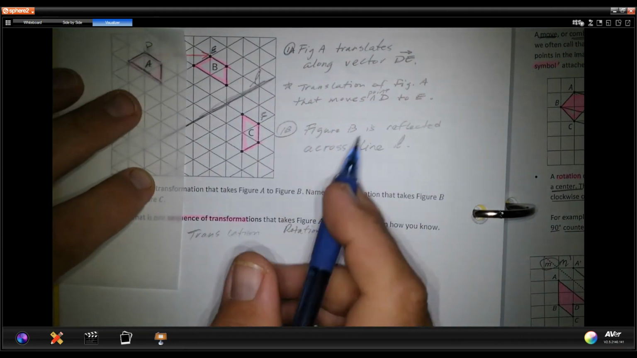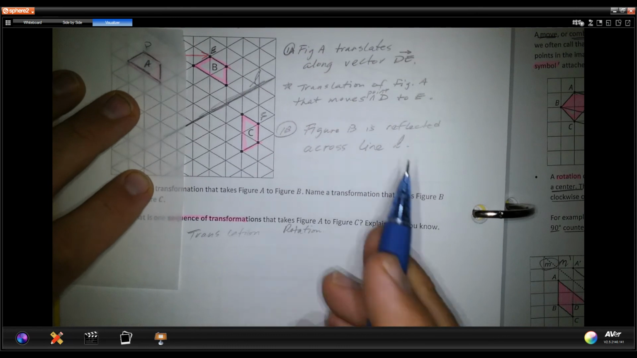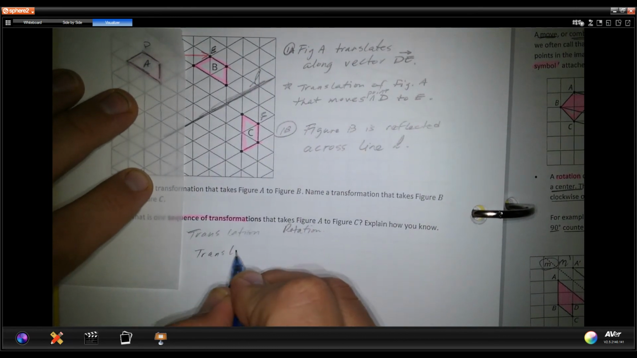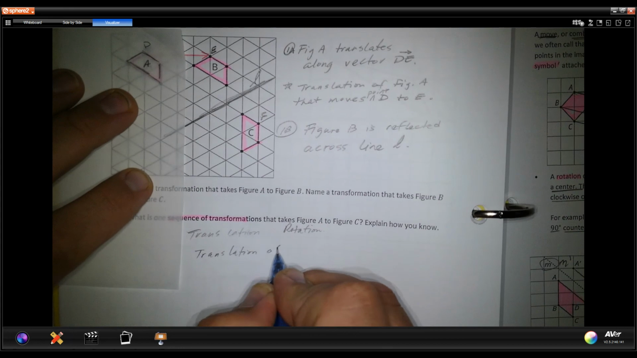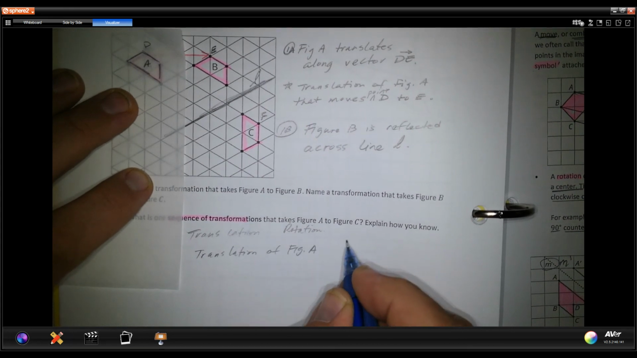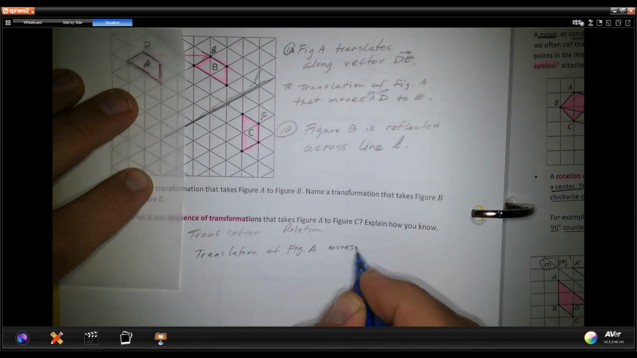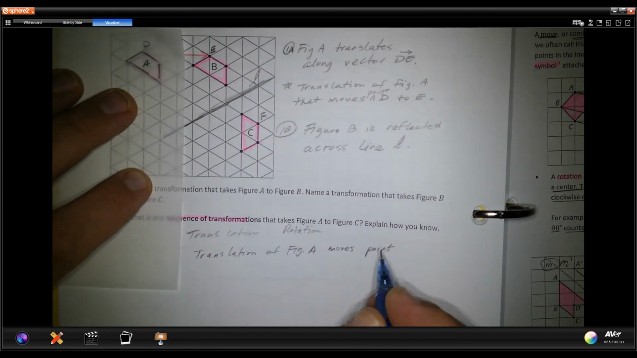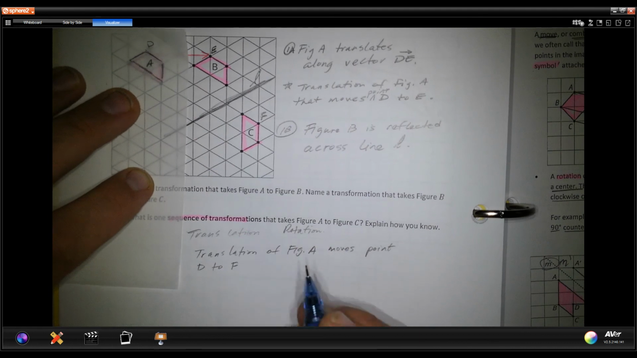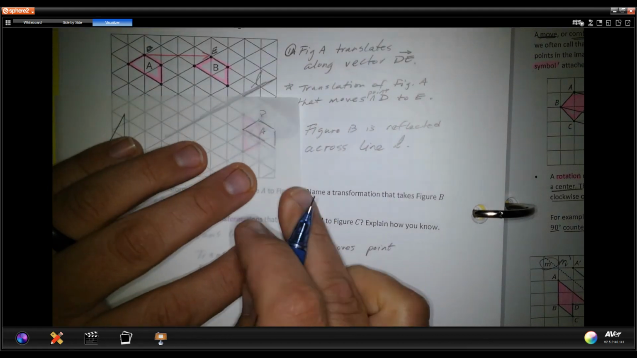I'm going to go ahead and use that same type of verbiage right there, and I'm going to write: translation of figure A moves point D to F.